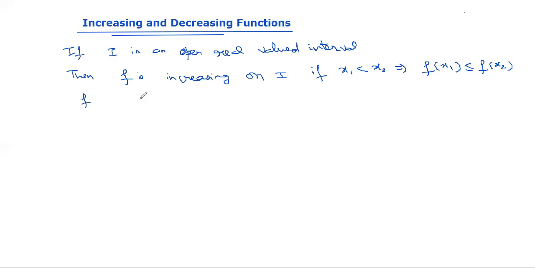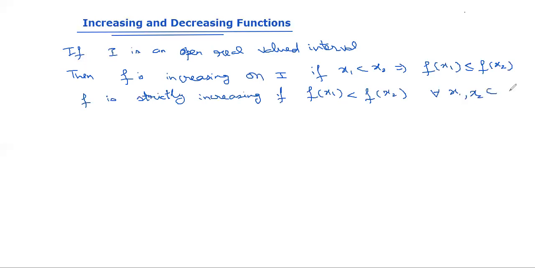f is said to be strictly increasing for the same condition if f(x1) is less than f(x2) for all values of x1 and x2 belonging to that interval.